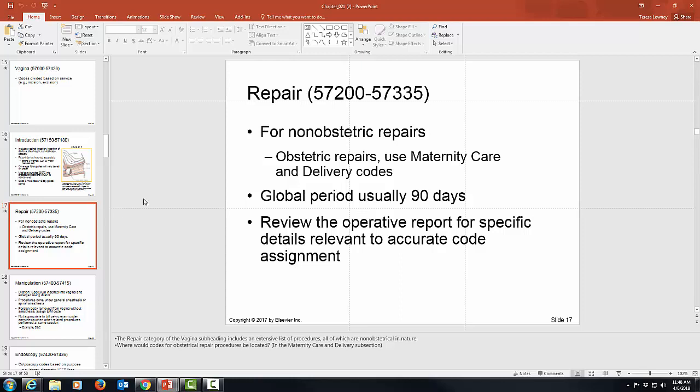For non-obstetric repairs, this section of this category, we talk about OB-GYN. This is all the GYN section. So for non-obstetric repairs, the global period is usually 90 days, and you need to review that operative report for specific details relevant to the accurate code assignment, especially the approach. Remember, the vaginal approach for repair of a vesicovaginal fistula, that channel between the bladder and the vagina, is 57330. And if you're doing an abdominal approach, it's 51900. So you need to know the approach.